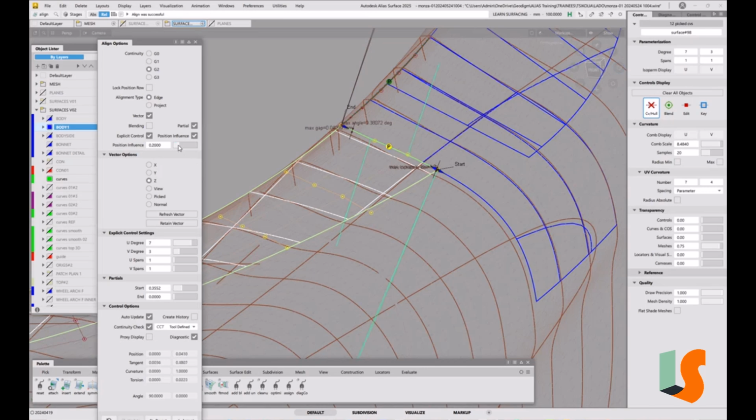But we could try changing the position influence up to 1, but of course that's moving the CVs across there, and that's too much. Or I could just make that degree 4 and then change the position influence. Now let's take vector off then.